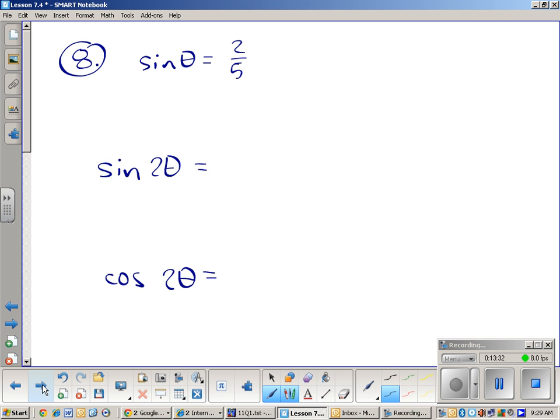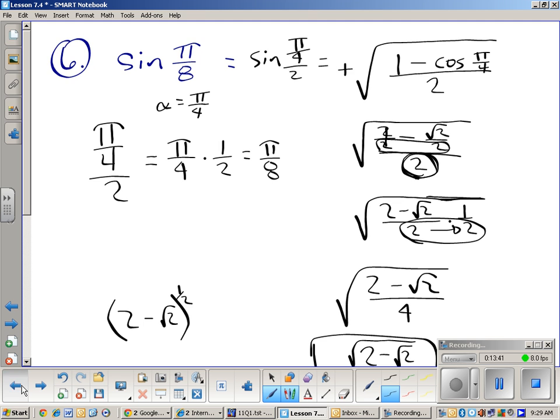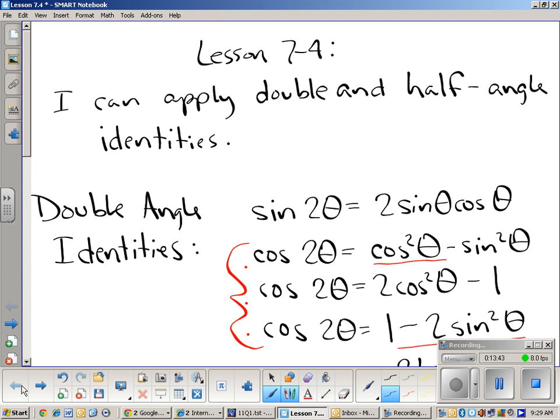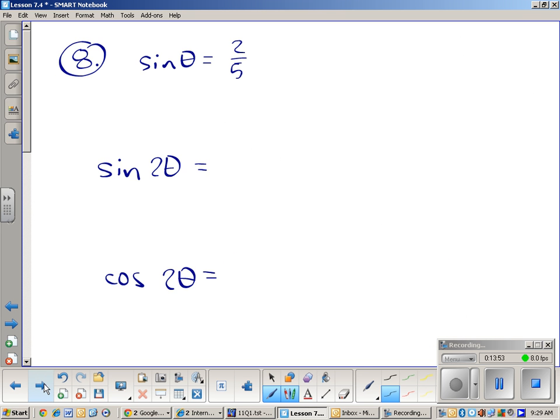But we have to apply our rules. Okay? And so, if we go back to here. The sine of 2 theta is 2 sine theta cosine theta, right? And so this is 2 sine theta cosine theta. And again, some of you did this wrong on the test still.